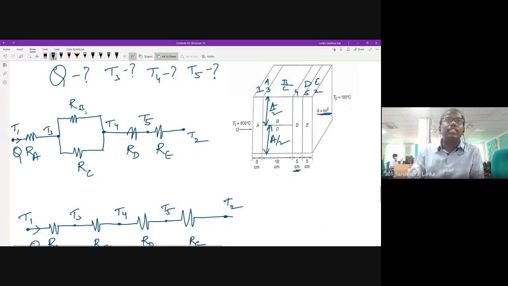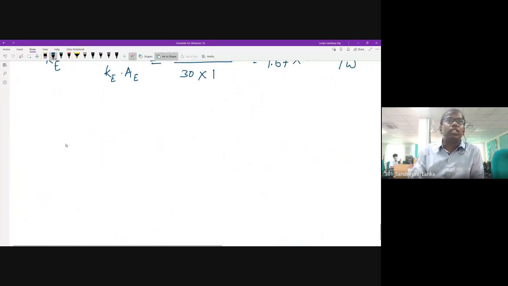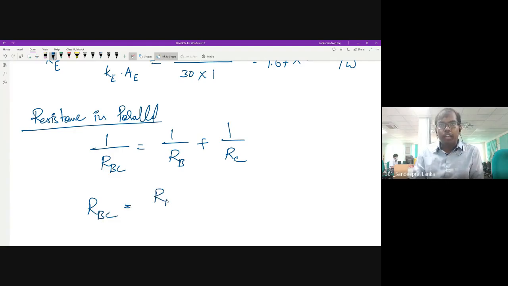You know every resistance in this circuit, but in this circuit, you don't know what RBC is. Now let us find out what RBC is. To find RBC, you should use the resistance in parallel concept. If I take 1 by RBC is equal to 1 by RB plus 1 by RC, then RBC will be equal to RB into RC by RB plus RC.